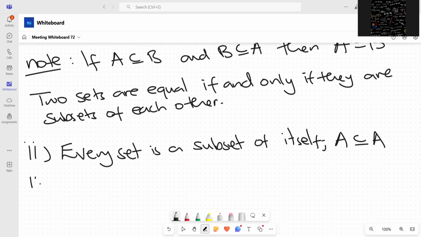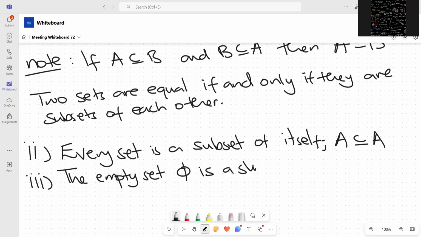Okay, and then another thing to take note of is that the empty set, which we call phi, or the 0 with a line in it, is a subset of every set. Okay, so think about it like the way we do with the number 1. The number 1 is a factor of every number. So in the same way, the empty set is a subset of every set.